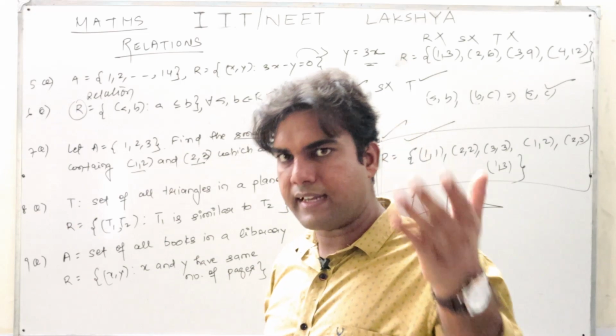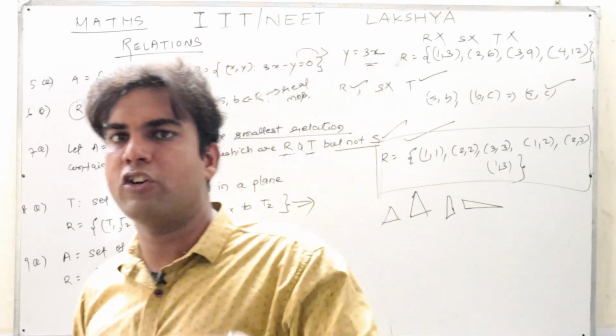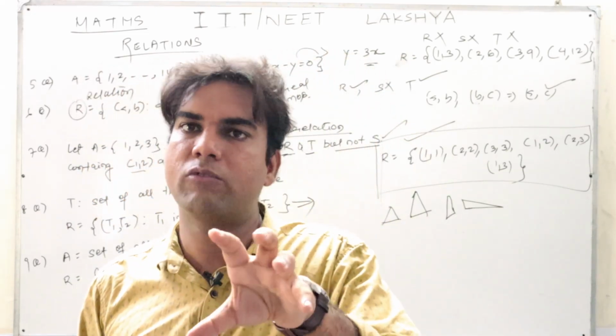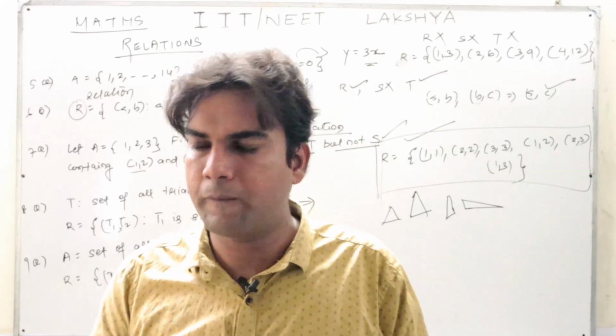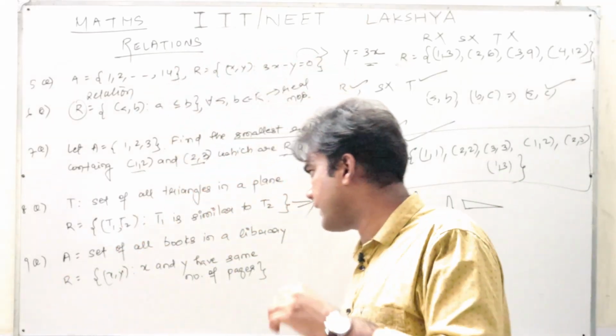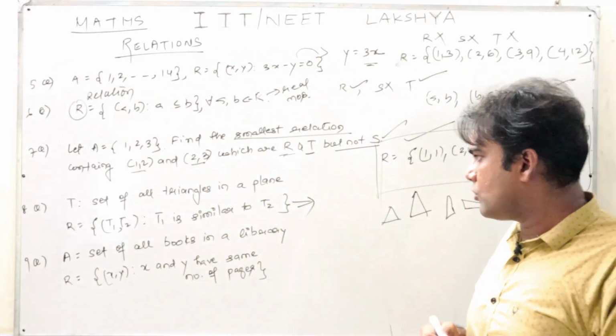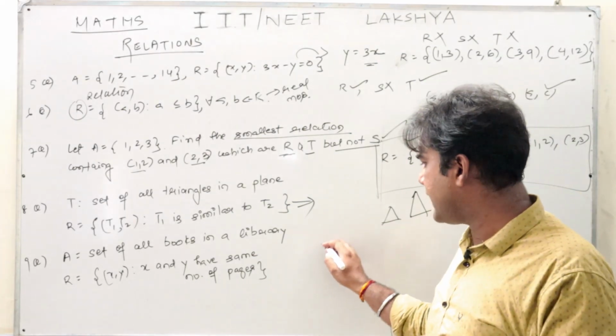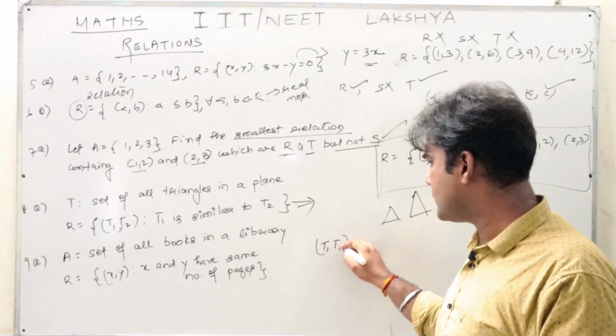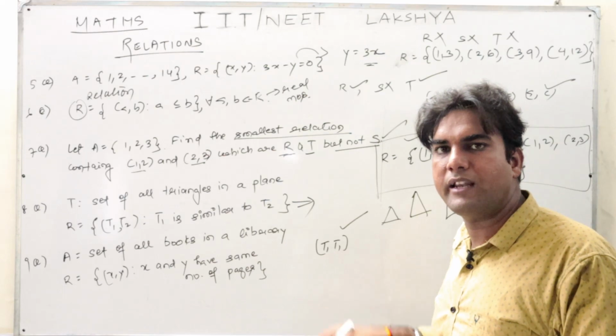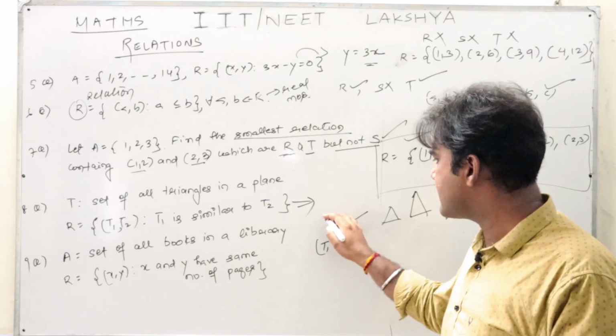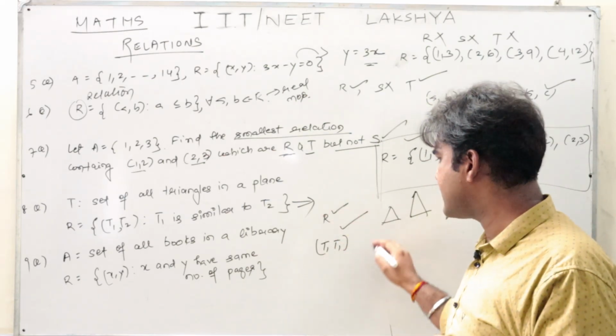Congruent triangles are similar, but similar triangles need not be congruent. Congruent triangle means equal triangles. They will exactly fit into each other. But here they are talking about similar triangles. So first let us see whether (T1, T1) will come or not. Yes, it will come because every triangle is similar to itself. So it is reflexive.